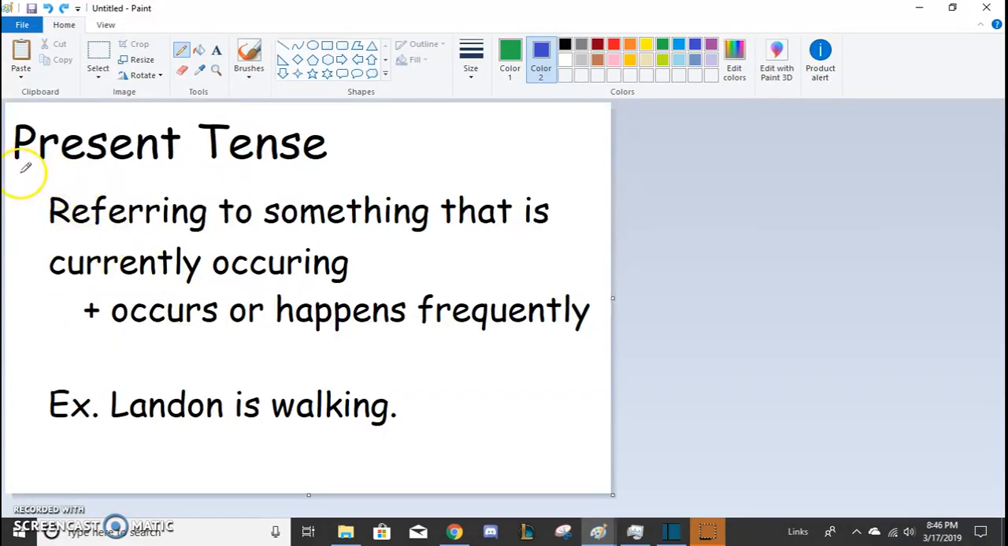Alright, so next we'll be going over the present tense. With the present tense, we can refer to something that is currently occurring, or something that occurs or happens frequently. So our example will be Landon is walking. We can tell that this is in the present tense with the suffix ing. What that does, it tells us that it is happening repeatedly or frequently. And by that we know that the word is in the present tense.